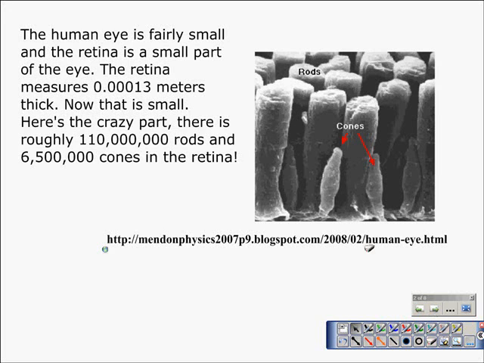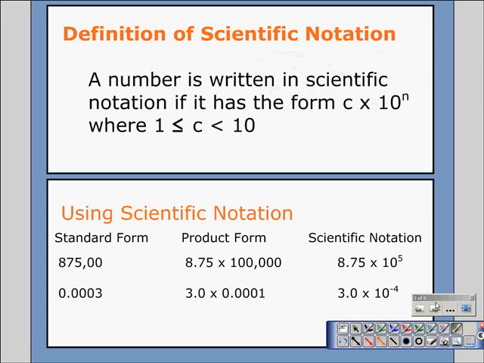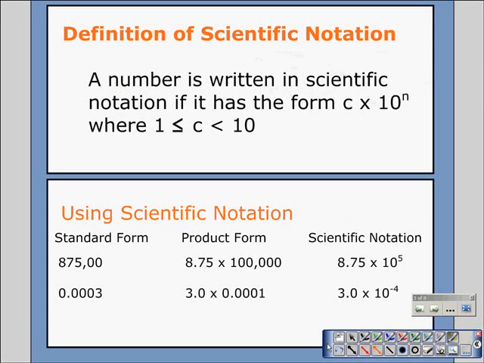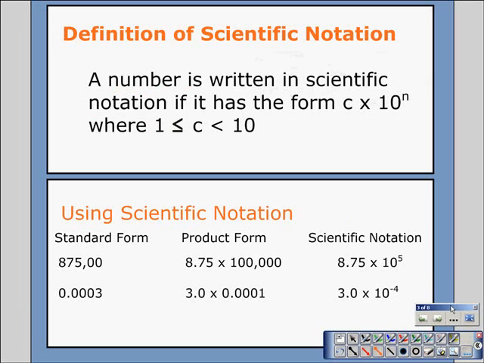Now, considering how small this number is, 0.00013, and how big these two numbers are, it's pretty amazing that the eye has that many rods and cones in it, and considering that it is very, very tiny, the rods and cones are also very, very tiny. To work with numbers this big and this small, we've come up with scientific notation.